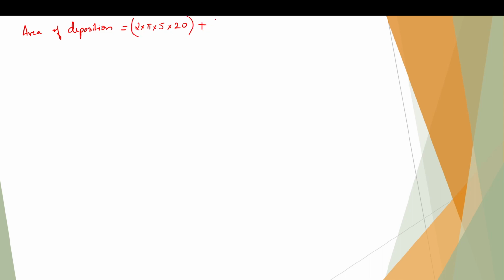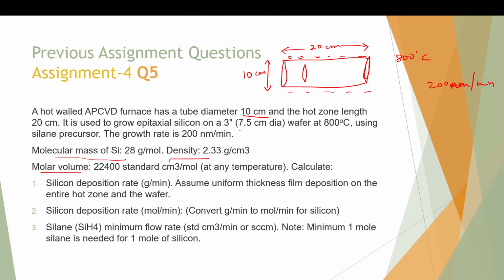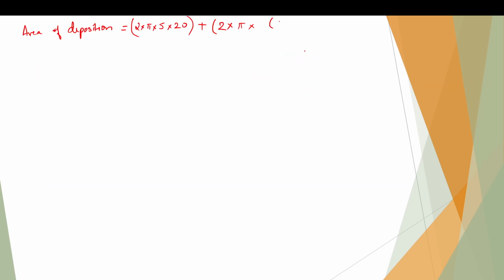So the wafer has two sides, so 2 into pi r square. It was 7.5 centimeter diameter, so radius will be 3.75 square. So that many centimeters square is the area, and it turns out this comes out to be something around 768.3125 centimeters square. That is the area of the deposition.